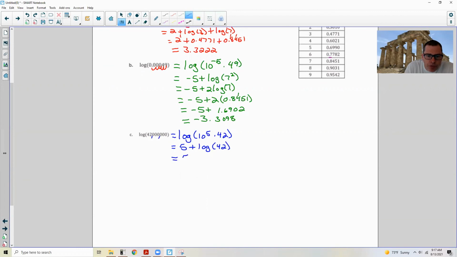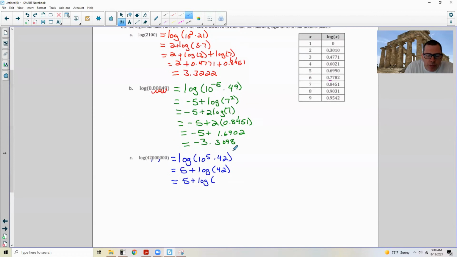Which is going to equal 5 plus the log of, okay, now I want two numbers that are factors of 42 that are between 1 and 9, or between 0 and 10, I should say. So 7 times 6 is 42. Okay, so 6 times 7. So then we're just going to substitute in now. Equals 5 plus the log of 6 plus the log of 7.